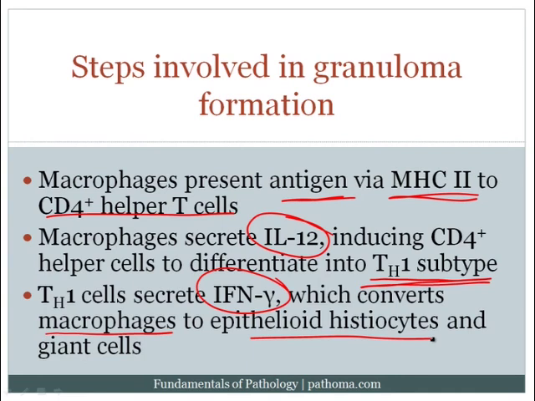That really closes off our discussion of chronic inflammation, and we're going to take a little break here and then come back and discuss primary immunodeficiency.